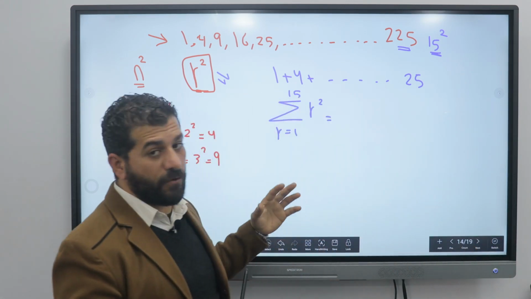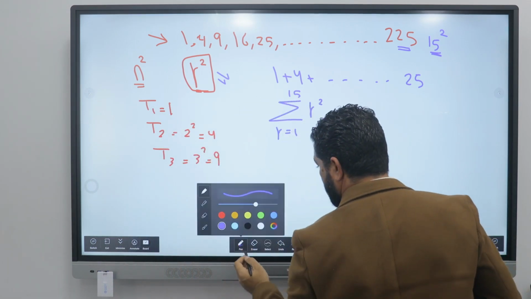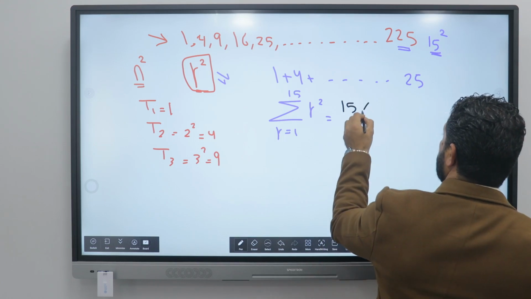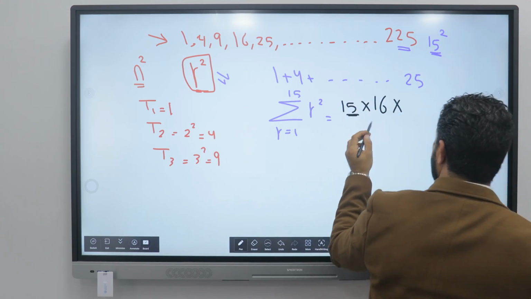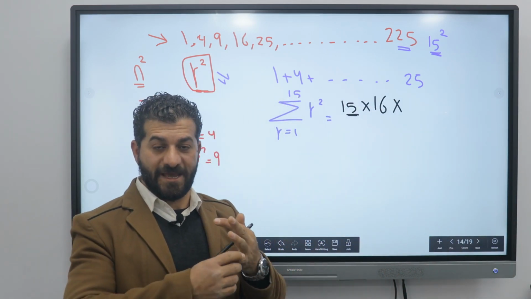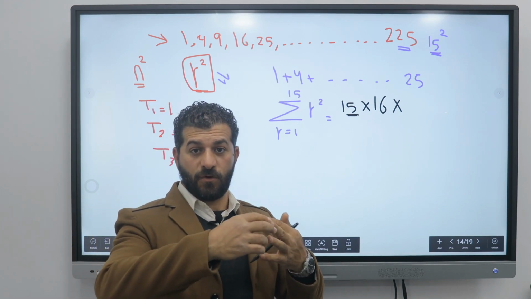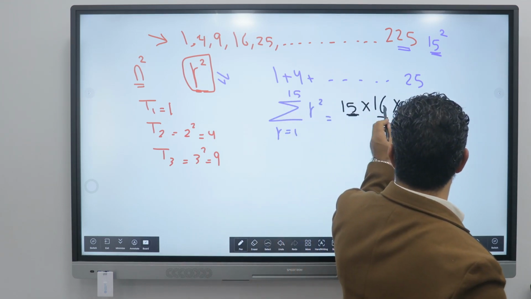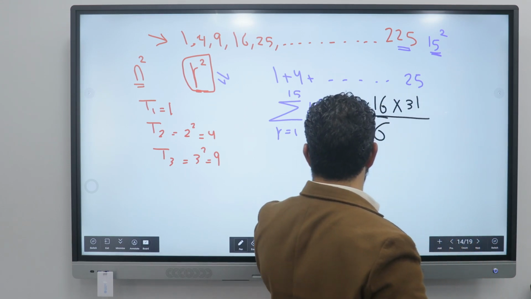What is the rule we follow here? We will write this 15 here. Write 15 multiplied by 15 plus 1, which is 16. Then multiply this 15 by 2, then add 1. Do you know why? Because it's n multiplied by n plus 1 multiplied by 2n plus 1. So it's 15 times 16 times 31, all divided by 6.